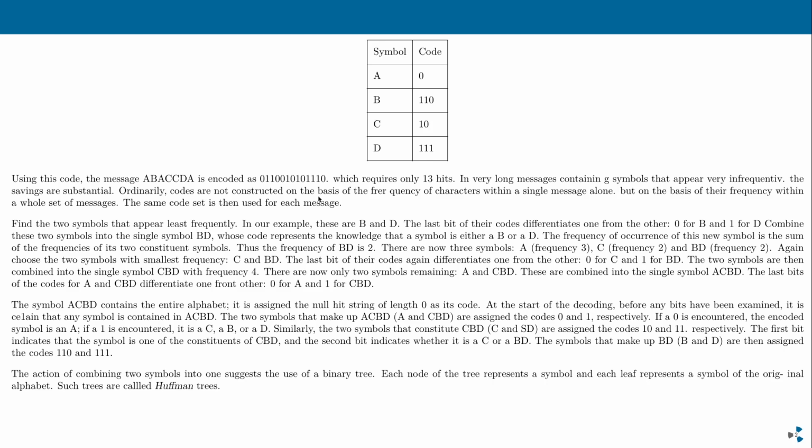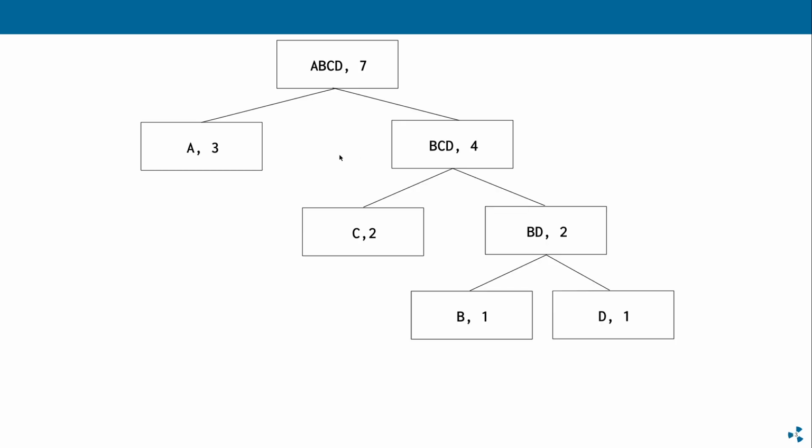Ordinarily, codes are not constructed on the basis of the frequency of characters within a single message alone, but on the basis of their frequency within a whole set of messages. The same code set is then used for each message. Now, how do we construct such an encoding table? So let's look at this tree.